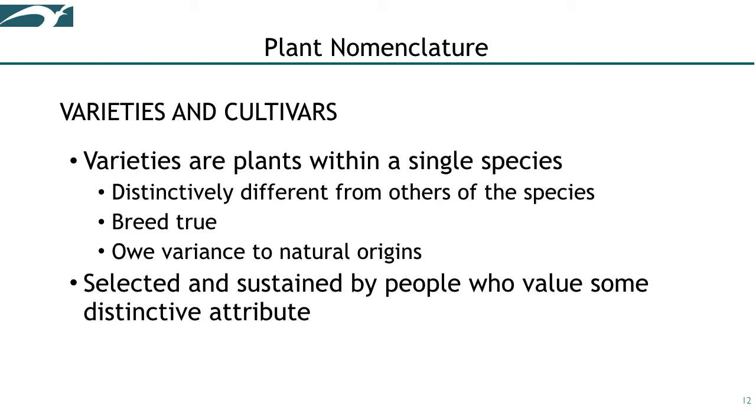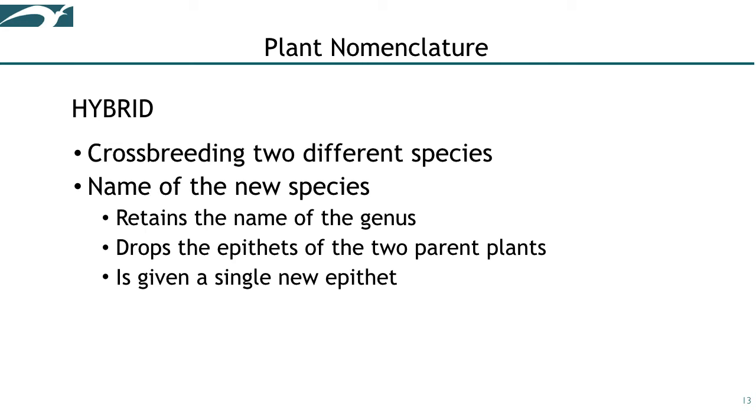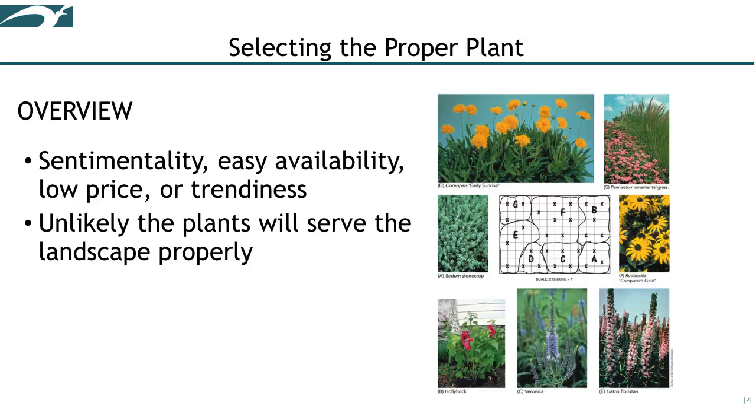You have the breed true or pure breed, and also its variance to natural origin, selected and sustained by people who value some distinctive attributes. You have also the hybrid, the crossbreeding, two different species going on there. Names of the species, so you have the genus that drops the epithet of the two parent and is given a single new epithet.